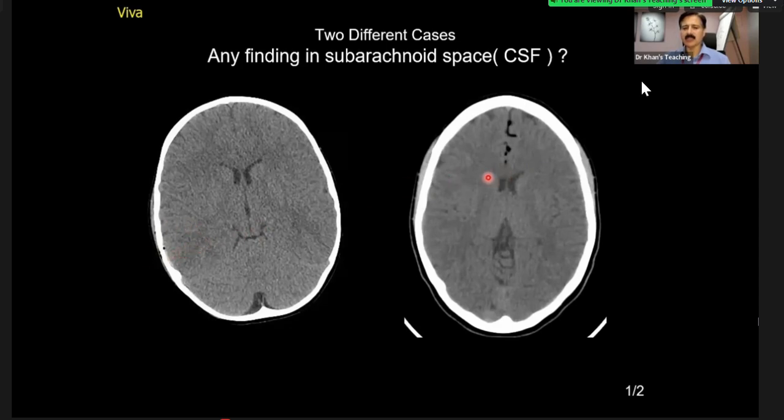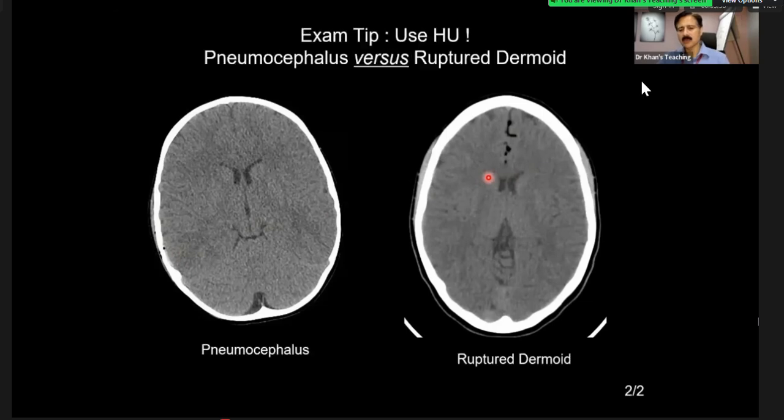And the key thing is that you have to ask for what? Hounsfield unit. Excellent. So ask for Hounsfield unit, and this will happen in the exam. Even if you pick it up here, you will say that I would like to confirm it. Of course, when there is a history of trauma, it is more likely. What about a patient having a dermoid and a ruptured dermoid with secondary trauma? That can also happen. So this skill I am trying to emphasize: ask for Hounsfield unit.